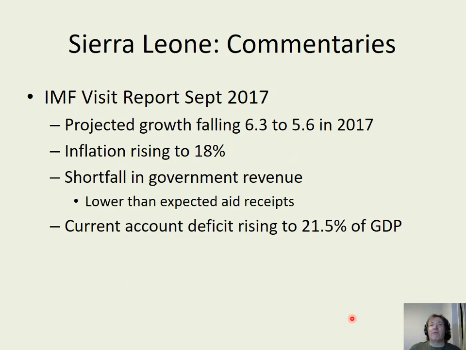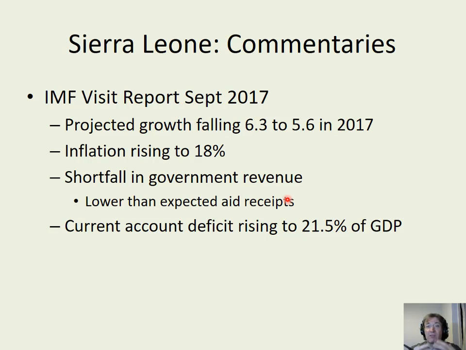A few months later, in September 2017, they came back and found that, oh dear, projected growth has fallen from 6.3 to 5.6. So it doesn't look as though they're going to make the growth targets. Inflation has risen instead of fallen. Another target missed. And instead of raising government revenue, lower than expected government revenue and aid receipts.